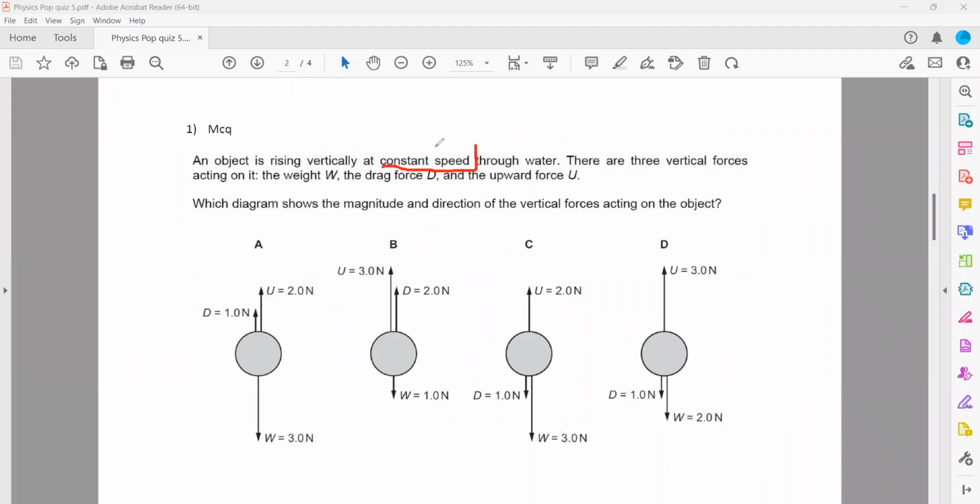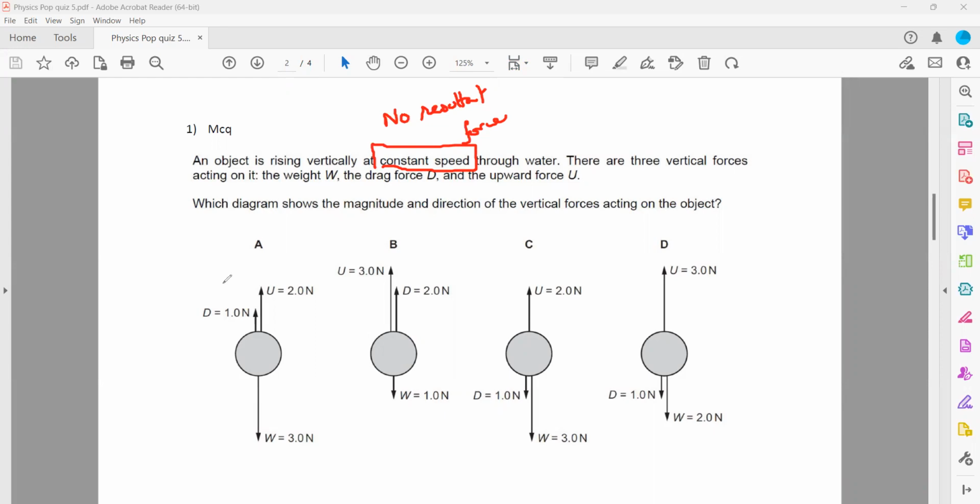Remember one thing: whenever an object is moving with a constant speed, there should be no resultant force, or the resultant force should be zero. It means when we find the resultant of the forces acting on the object, when the object is moving at a constant speed or is at rest, there should be no resultant force acting on the object.